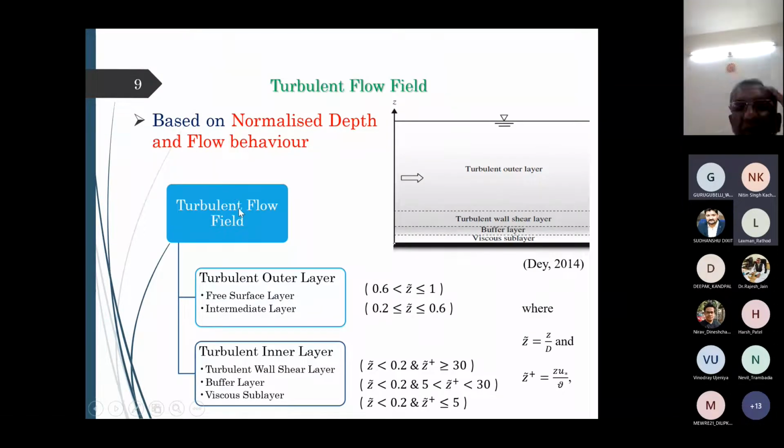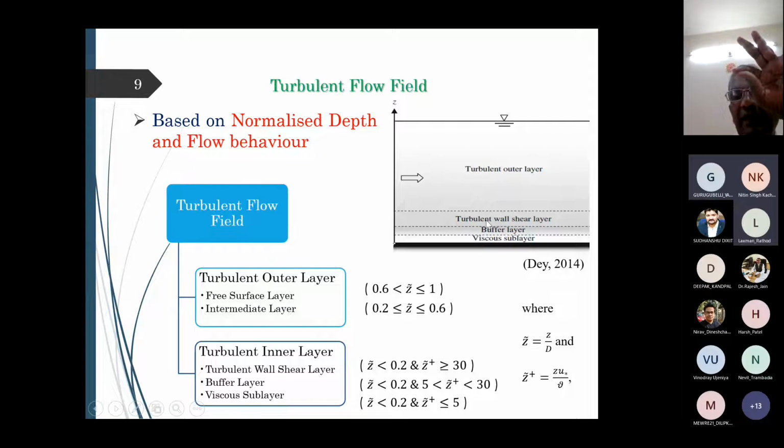Now, if you talk about the turbulent flow field and the different velocity distributions, very close to the bed, maybe on the order of millimeters, you have a flow that is very viscous in nature, so that is called the viscous sublayer. A very fine layer is present very close to the bed, where the flow is viscous, and that is denoted by delta dash. Then we have the buffer layer. The buffer layer is the transition from the viscous sublayer to the turbulent wall shear layer, and then subsequently the turbulent outer layer.